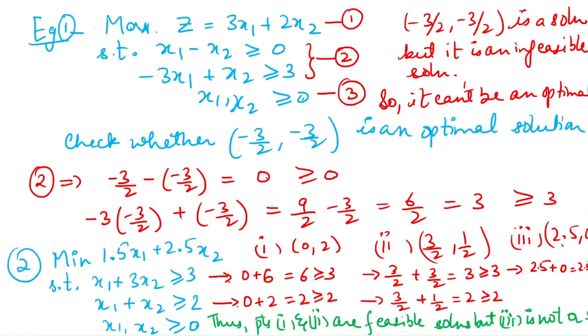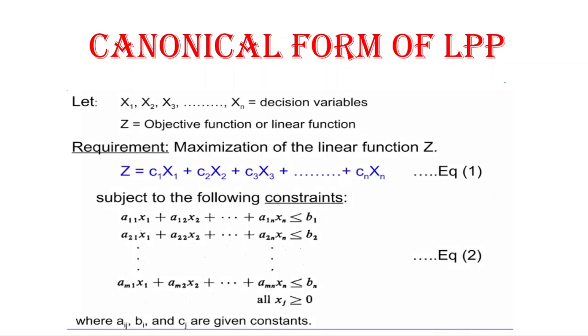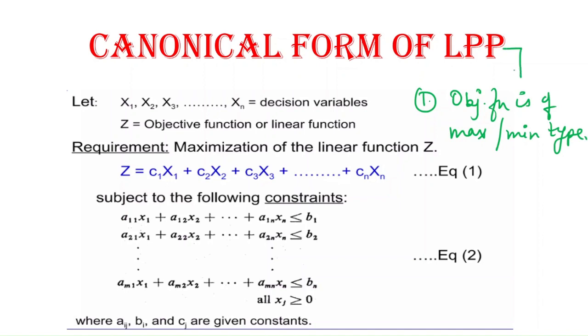So now let us move ahead with the canonical form. Now what is a canonical form? Canonical form means it has certain characteristics. First, the objective function is either of the maximization type or the minimization type in the canonical form, right?